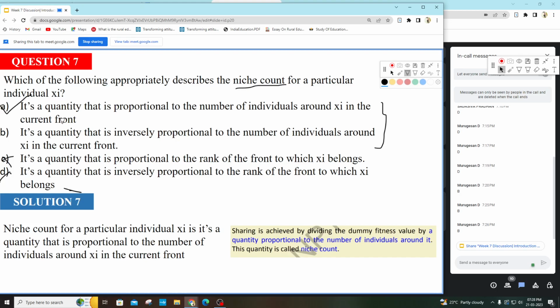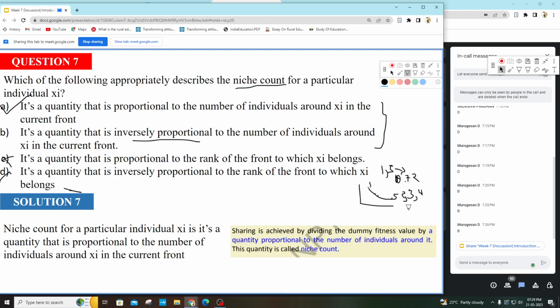Okay, is this clear? It is not B, because B says inversely proportional to the number of individuals around the current front. You can see the question I am drawing here. Points 2, 3 and 4 have niche counts of 2.24, 2.26 and 2.26, right? But the first and fifth points have a niche count of 0.72, right? So I am writing here that the niche count of 1 and 5 was 0.72, and for 2, 3, 4 it was about 2.24, 2.26, 2.24.